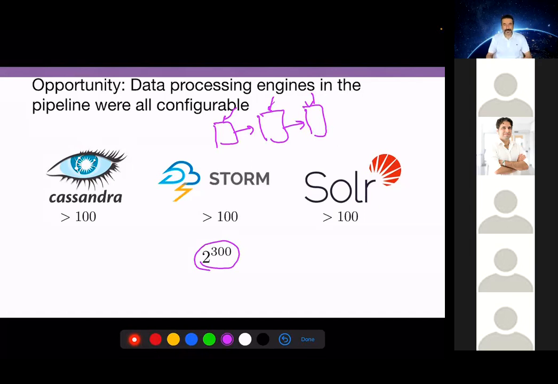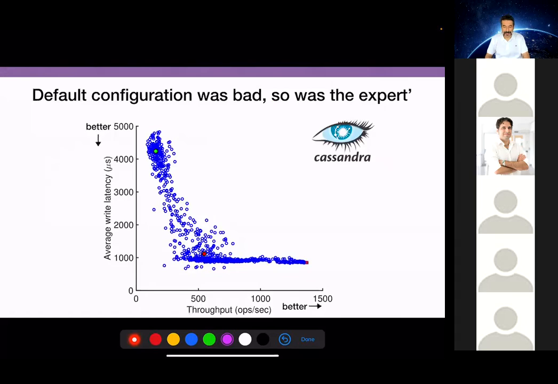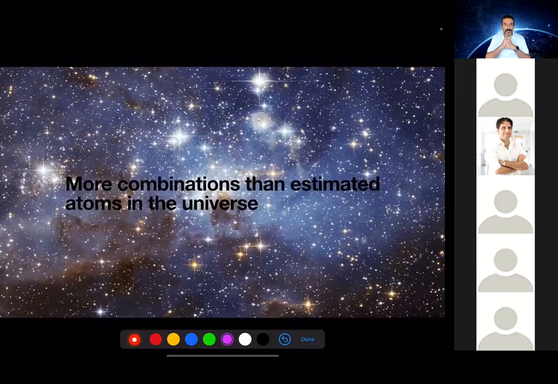So we know that this is a massive configuration space, and the number of configurations is more than the estimated number of atoms in the universe. And within this massive scale, it would be difficult to reason about what is the best configuration. Is this the best configuration or this one? So we are dealing with a massive configuration space, and due to the characteristics of this space that I'm going to talk about, it would be difficult to reason about this without proper tooling.